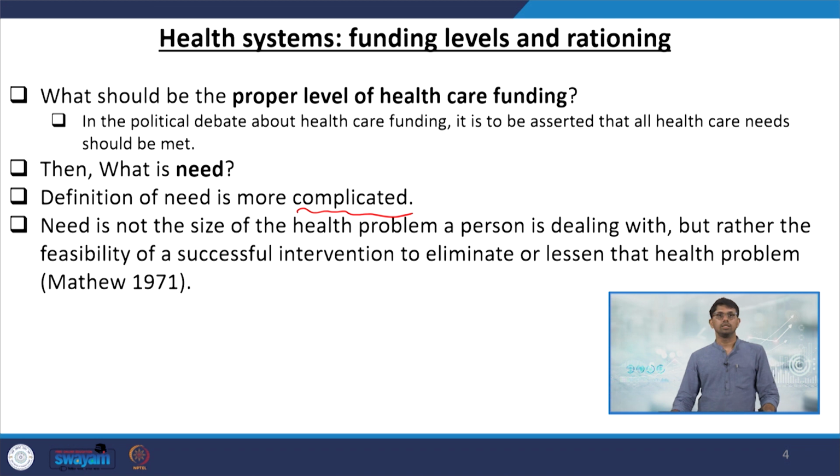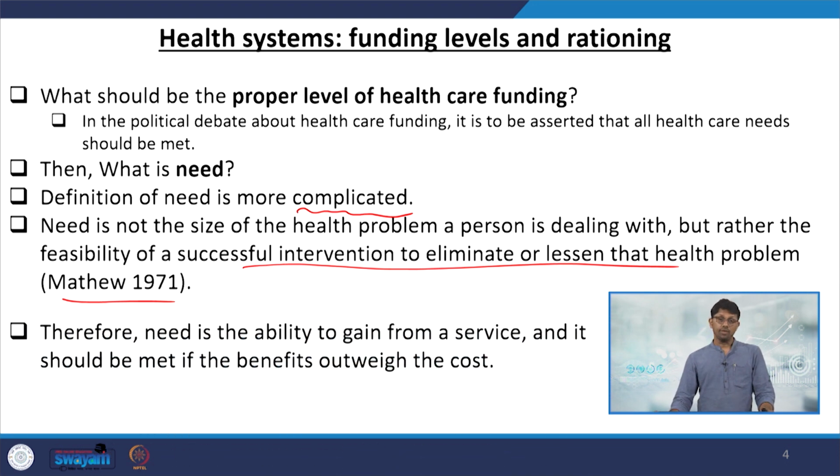So, need is not the size of the health problem a person is dealing with, but rather the feasibility of a successful intervention to eliminate or lessen that health problem, as mentioned by Matthew in his paper in 1971. So, successful intervention is the focus to eliminate and lessen the problems in the healthcare system. It is not just the size of the problem that really matters so far as need is concerned. Therefore, need is the ability to gain from a service, and it should be met if the benefits outweigh the cost.